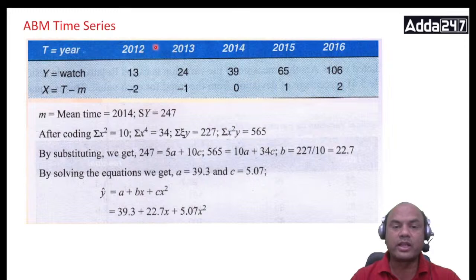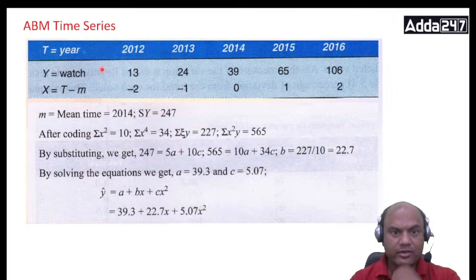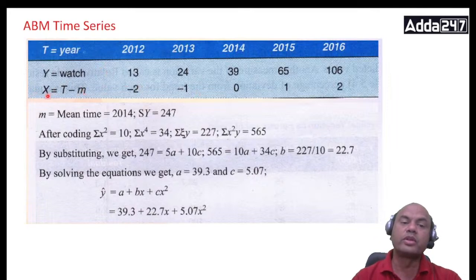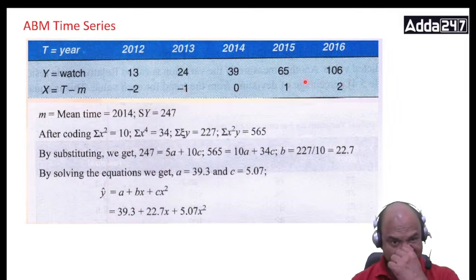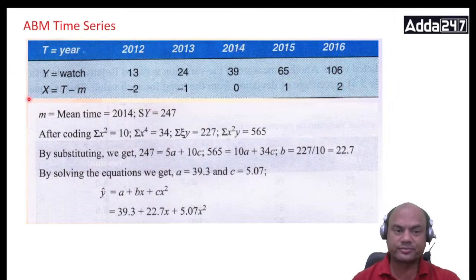Now solve this. Time is given as 12, 13, 14, 15 and 16, and y is given as the year. So what do you do now? You first find out the average. Same problem I have done, but in a shorter way. What is the average of these 5 numbers? So no multiplication by 2, directly 2014. 12 minus 14 is minus 2, 13 minus 14 is minus 1, this is 0, this is 1, this is 2. So you have got x.